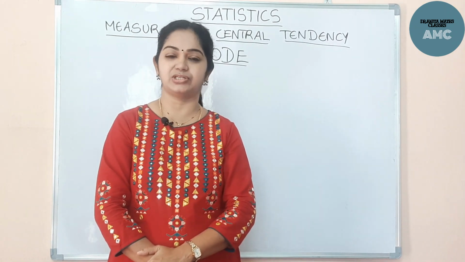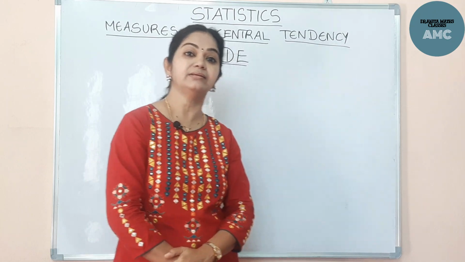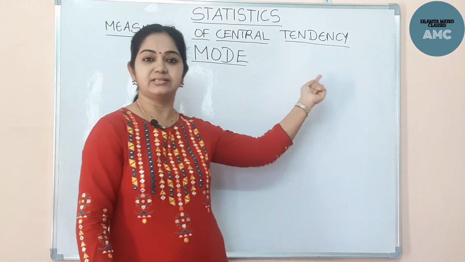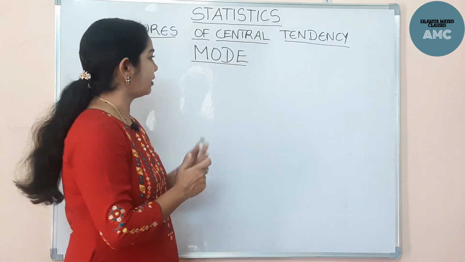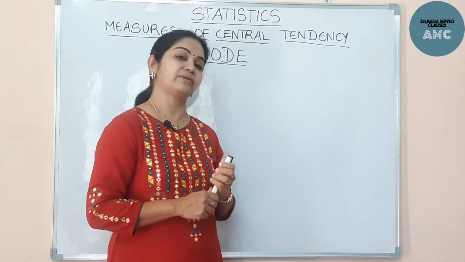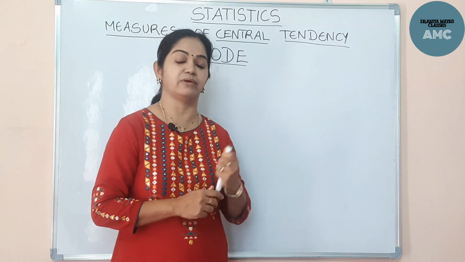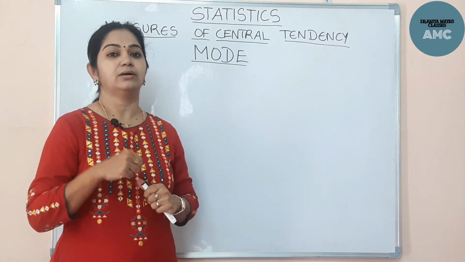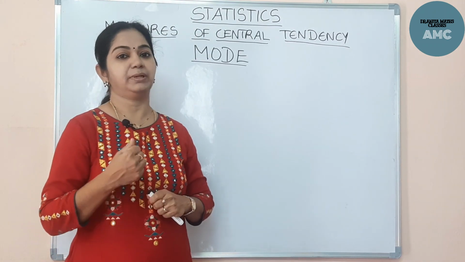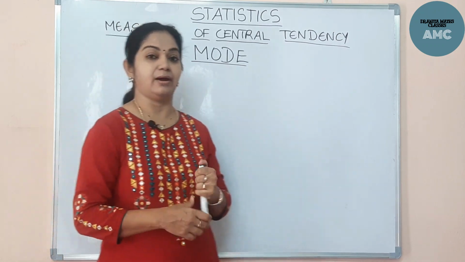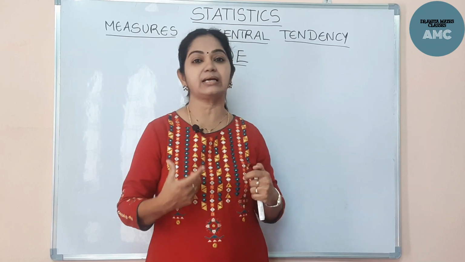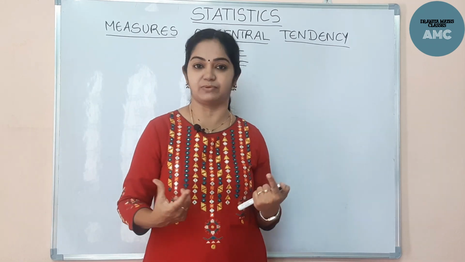In today's video session, we are going to learn about another measure of central tendency, that is the mode. We have completed the arithmetic mean. Those who have not watched the previous session video, please do watch the video completely and then proceed to the mode. Now, mode is a value which occurs frequently in a given set of observations.